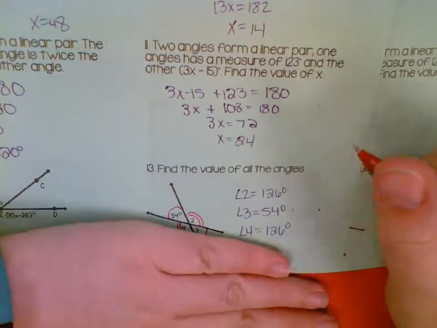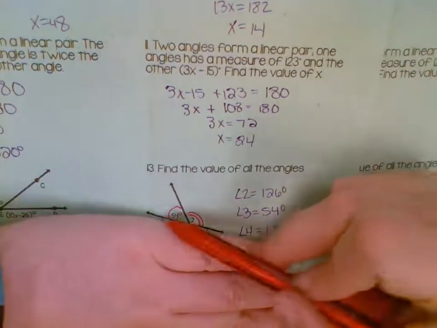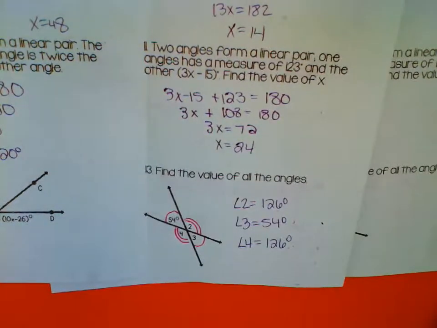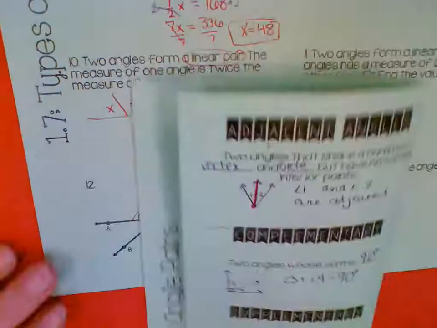And then these 2 are also vertical, so those are going to be the same. But if you look at it like that, they're supplementary. They're on a straight line. So 180 minus 54 gave us that 126. Okay, good job. So let's take a look at the back and we'll be done.